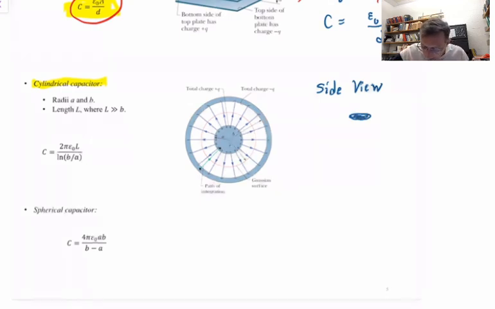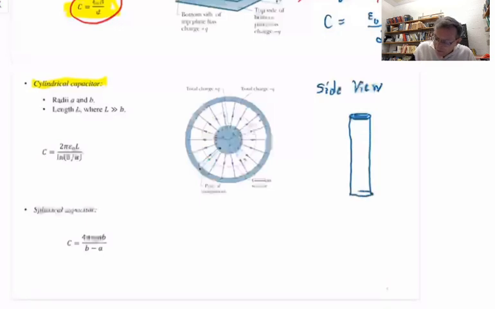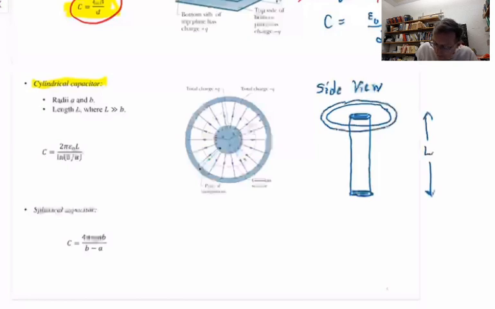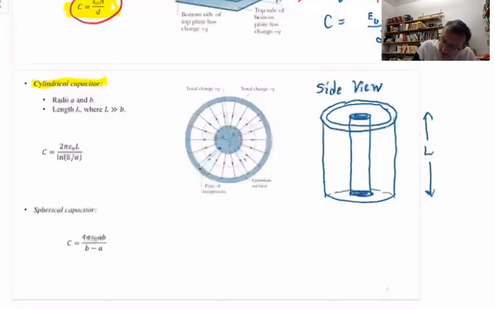You have an inner conducting cylinder of some length L this way, conducting, and you surround it with a conducting cylindrical shell, which I'll try to represent like that. Okay? And here's the central axis going down the middle. The radius of the inner cylinder is denoted A.